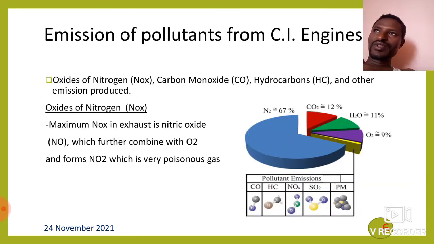From this compression ignition engine, so many kinds of pollutants are formed, as you see in this table: carbon monoxide, hydrocarbon, nitrogen oxide, and other soot and particulate matter are emitted from this. But for today, we are focusing on nitrogen oxide. The maximum nitrogen oxide is nitric oxide, that comes out from the tailpipe of the cars, which combines with oxygen and can form nitrogen dioxide, which is a very poisonous gas.